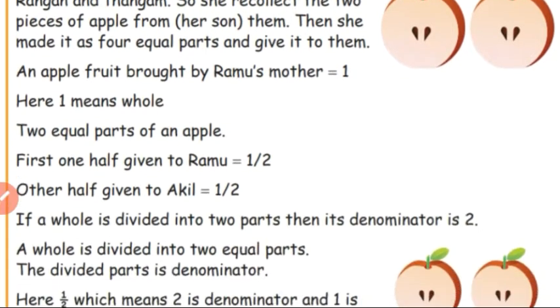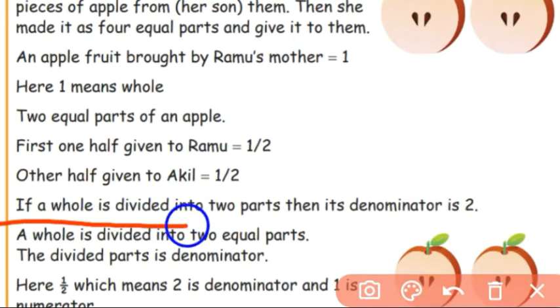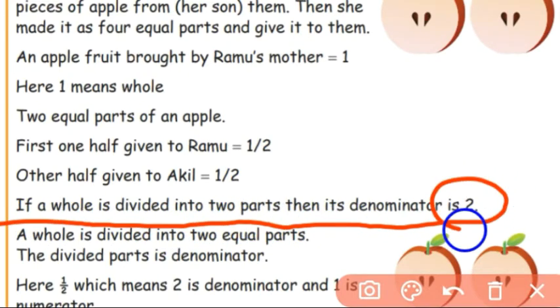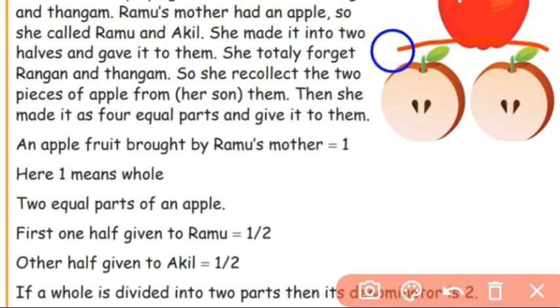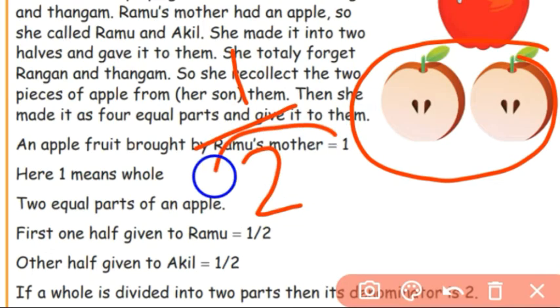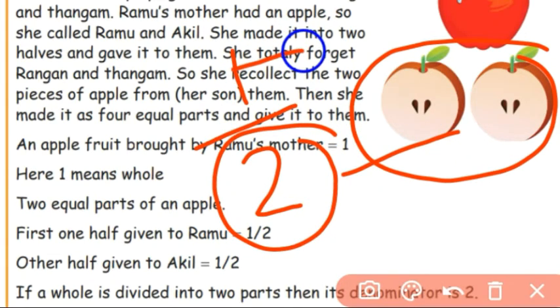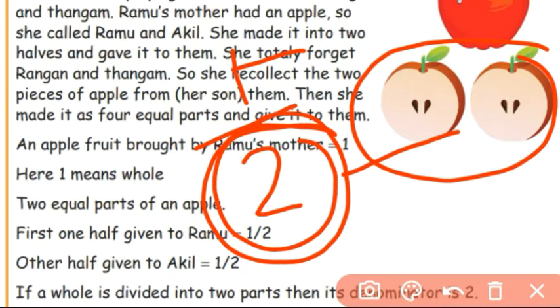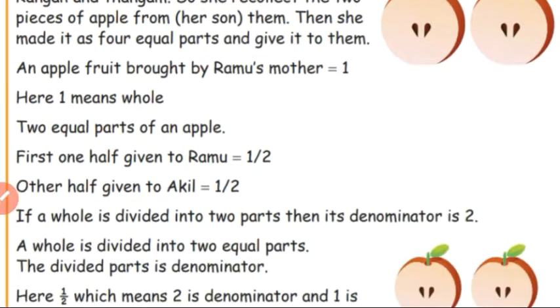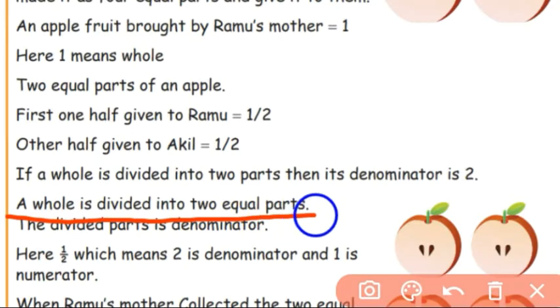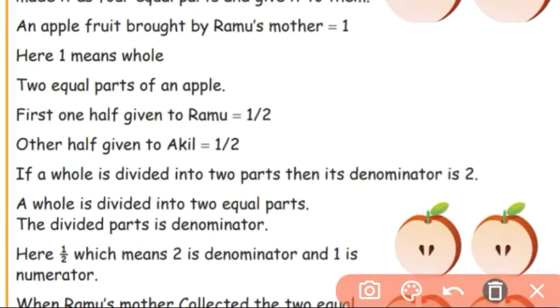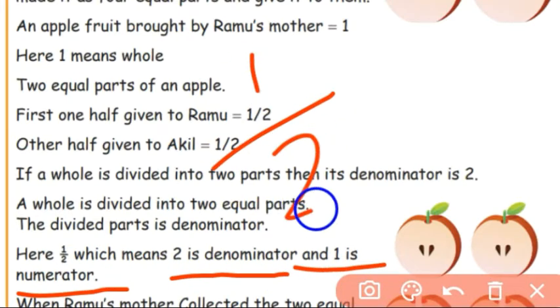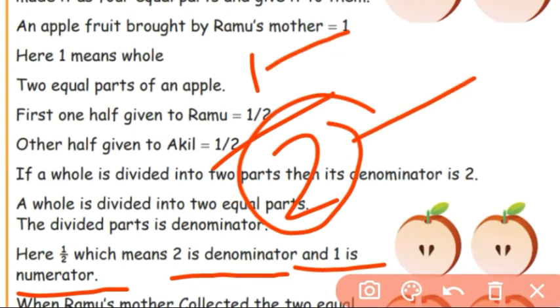See, if a whole is divided into two parts, then its denominator is 2. The whole is divided into two parts, so this is the denominator. 1 by 2 means 2 is the denominator, 1 is the numerator. A whole is divided into two equal parts. The divided part is the denominator. Here, half means 2 is the denominator and 1 is the numerator.